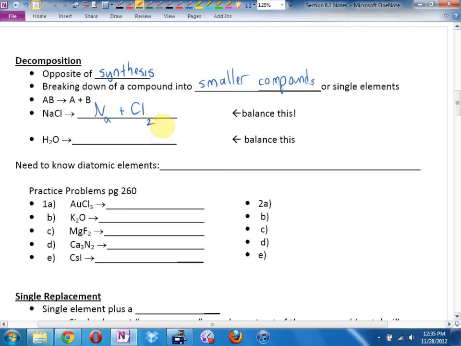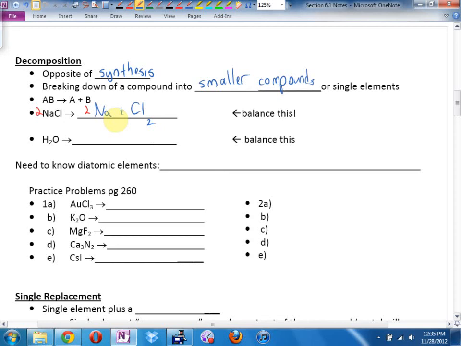Is this balanced? How many chlorines on the right? I need 2 over here then. Oop, how many sodiums did I just pick up now on the left? So I better put a 2 over here, and I think now it is balanced. And for some reason I made that A look like a subscript. Let's put it on the same line right there.